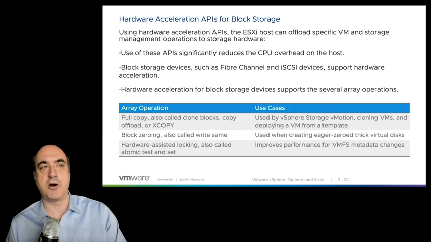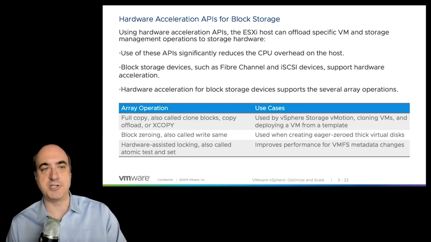In our first case, hardware acceleration for block storage. This has actually been first implemented way back in the old vSphere 4 days, so it's been in the product for some time. It actually was introduced in vSphere 4.1. These APIs significantly reduce the CPU overhead on your ESX server when it comes to storage.